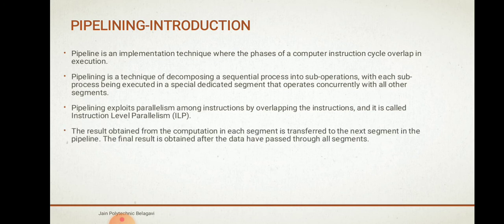The result obtained from the computation in each segment is transferred to the next segment. So whatever result we obtain in the first stage or first segment will be transferred to the next segment. The final result will be passed through all the segments, and we will get the final result. The name pipeline means flow of information, that is, flowing of information through some segments.